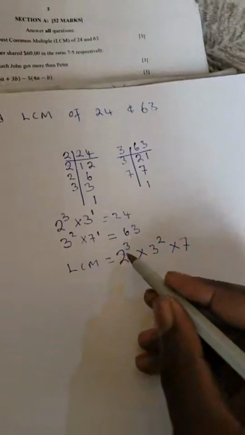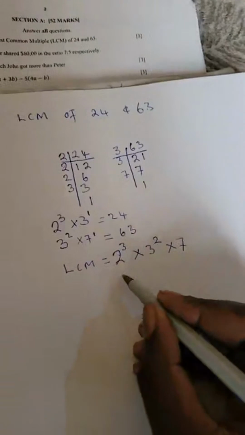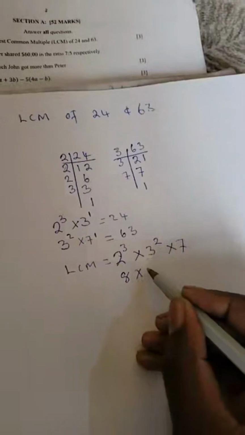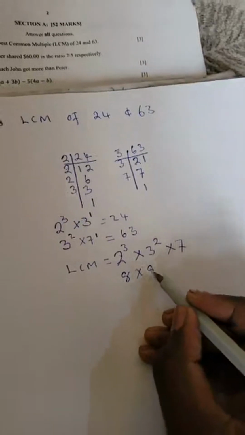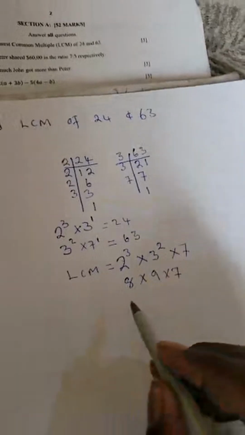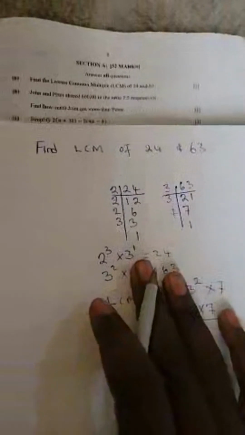So 2 raised to the power of 3, we get 8. Then times 9. Then times 7. That will be our LCM. Then you simplify it. Okay, let's go on with another question.